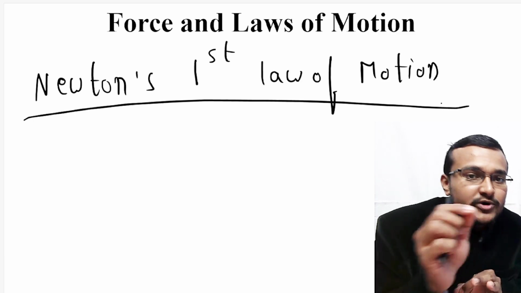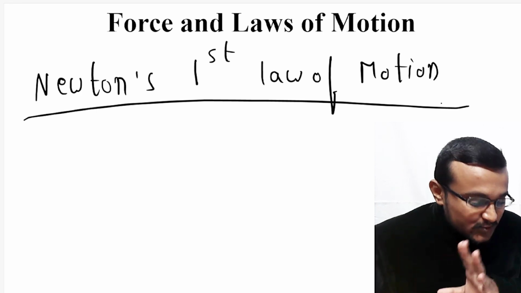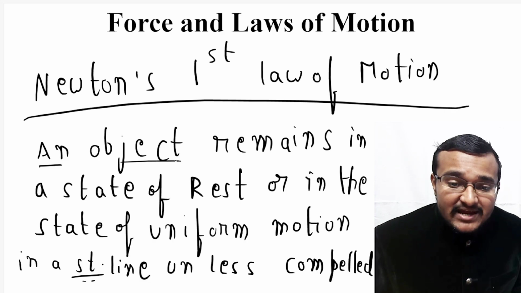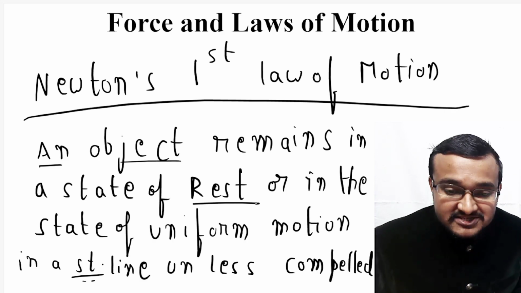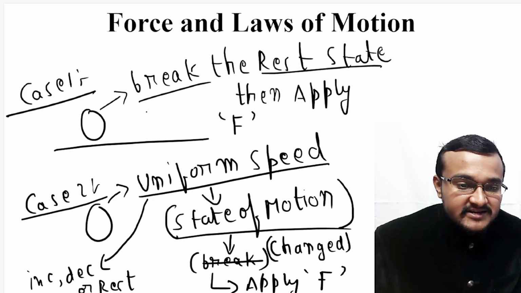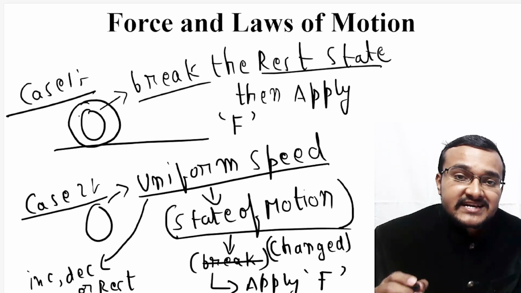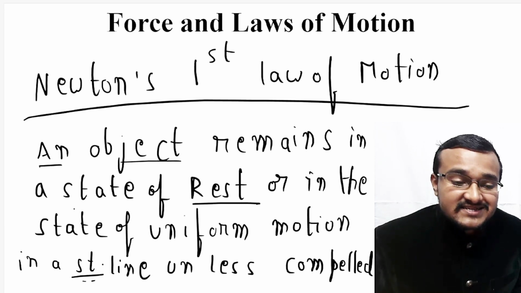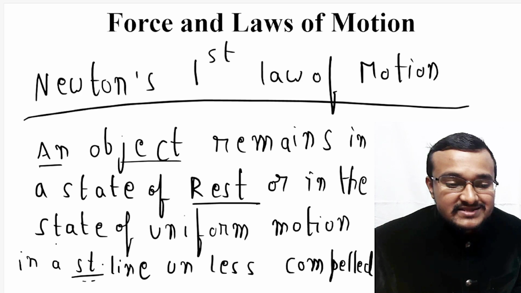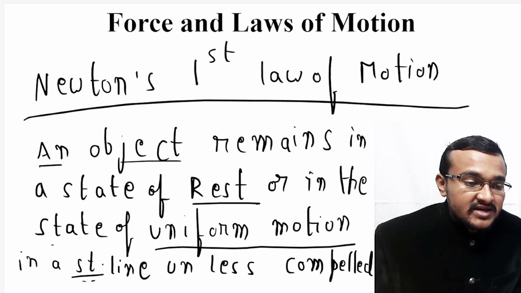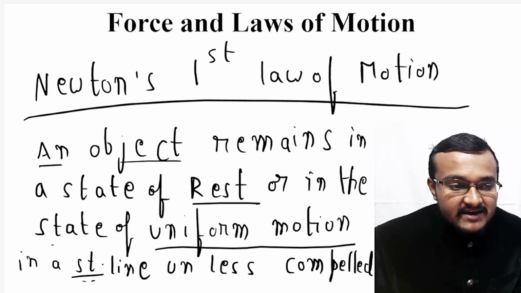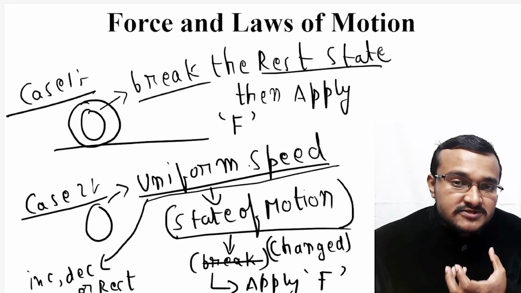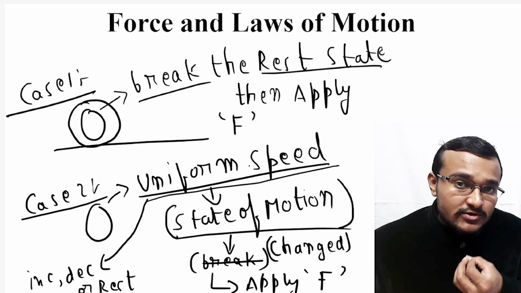So now we will go into the definition of Newton's first law of motion. What is the definition given in the textbook? Here they have given: an object remains in a state of rest. I have given the first case where the object was at rest. In this law we also come across an object remaining in a state of uniform motion. Here I have given the second case where the object is having uniform speed. When an object has uniform speed, it has uniform motion.